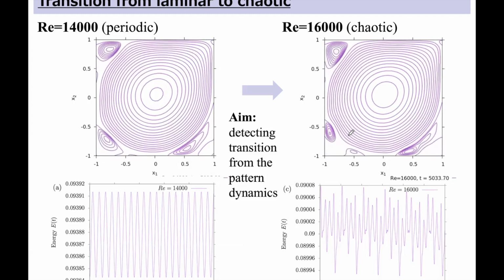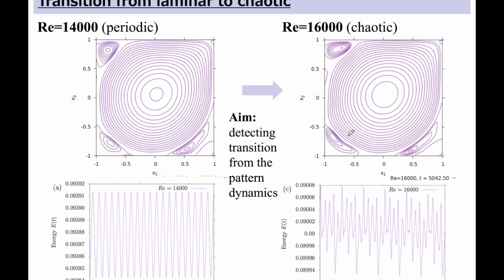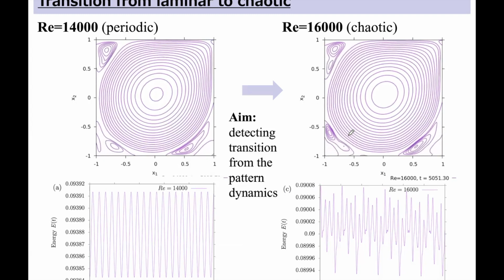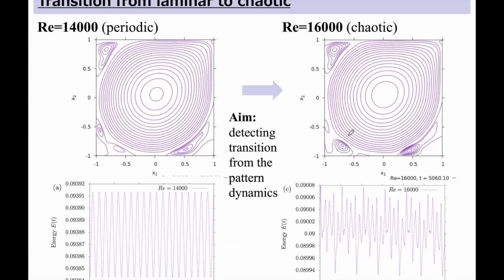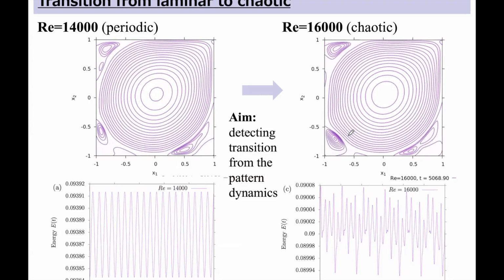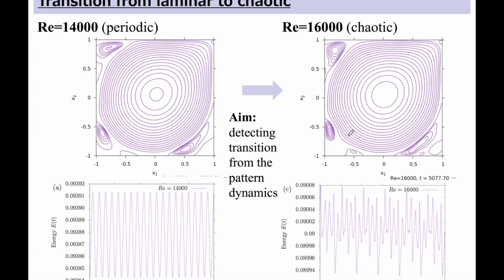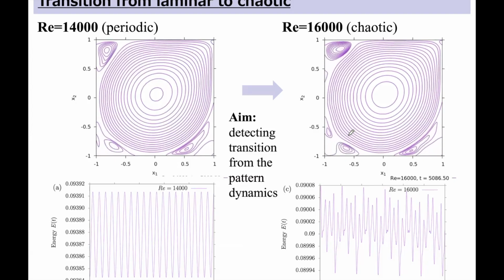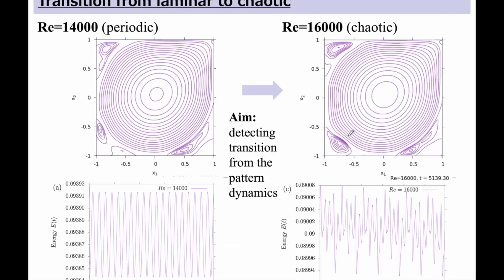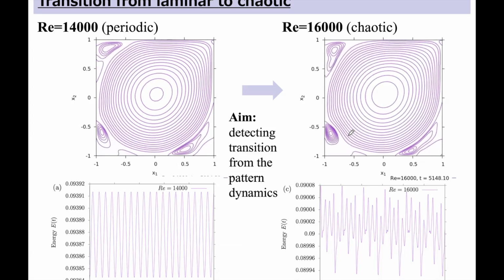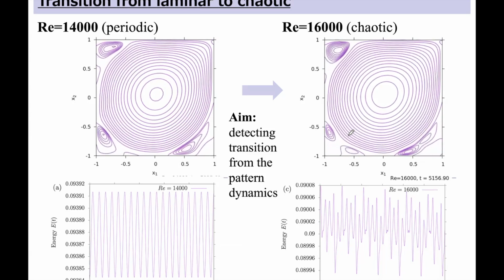On the other hand, when we increase the Reynolds number from 14,000 to 16,000, the pattern looks very similar, but when we observe the energy, it looks asynchronous. It looks very chaotic. The purpose of the present study is, by using the TFDA analysis, to detect the transition from the laminar state to the chaotic pattern. This is the problem we are going to consider by creating a topological dynamics model.